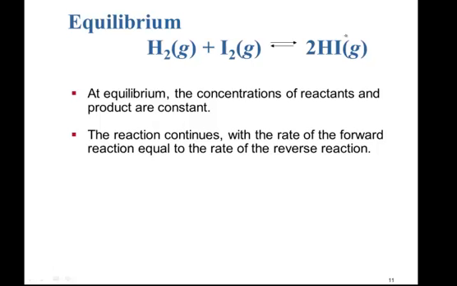So here's an example of a reversible reaction. Those are the ones that we have to look at for equilibrium, because we can't have a forward and a reverse rate unless it's a reversible reaction.